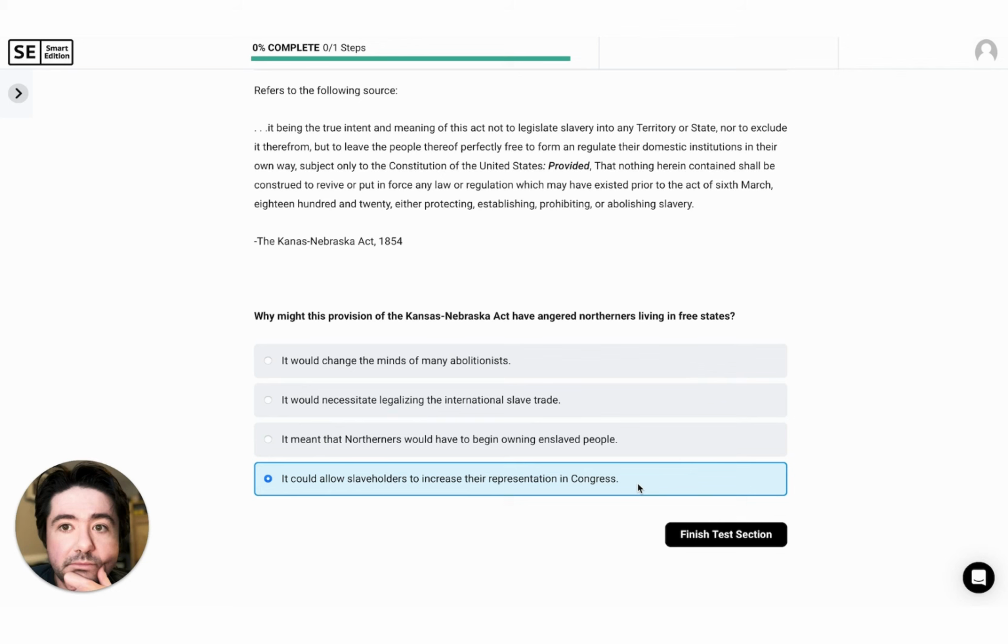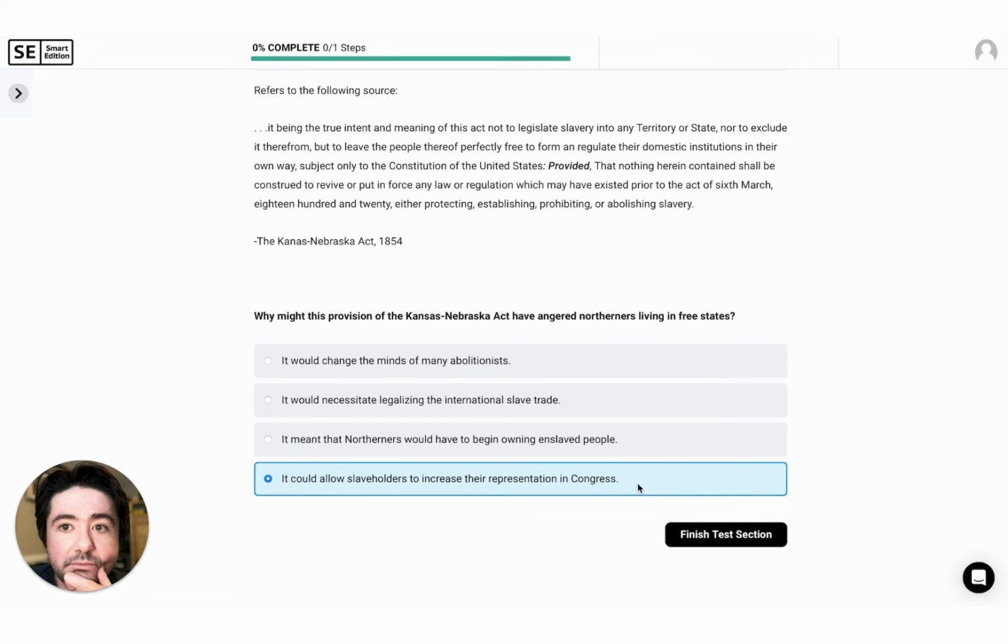Correct answer is D. The Kansas-Nebraska Act was the last-ditch effort by the federal government to really keep the Union together, and what it allowed settlers in the Kansas and Nebraska territories, they weren't states yet, but the settlers could vote on the issue of slavery. It wasn't going to be up to Congress to say you get slaves or you don't get slaves. It was an idea called popular sovereignty.